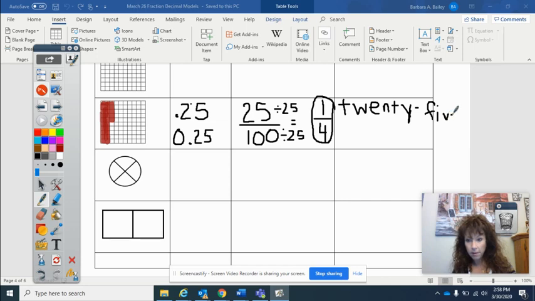25 hundredths. Remember, hundredths has that TH.